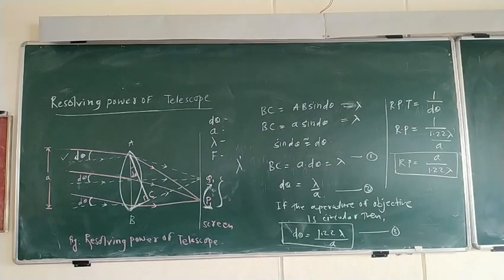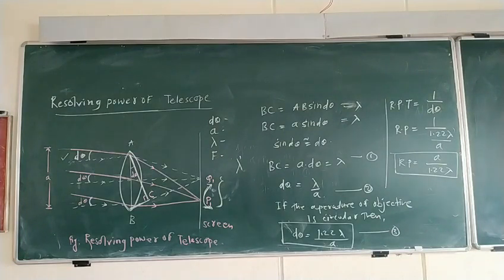First, we have to define what is meant by telescope. A telescope is an optical instrument which is used to see distant objects clearly. Second, we have to define what is meant by the resolving power of a telescope. The resolving power of a telescope is defined as the reciprocal of the least angle subtended at the objective by the two distinct point objects which can be distinguished as just resolved in the focal plane of a telescope.